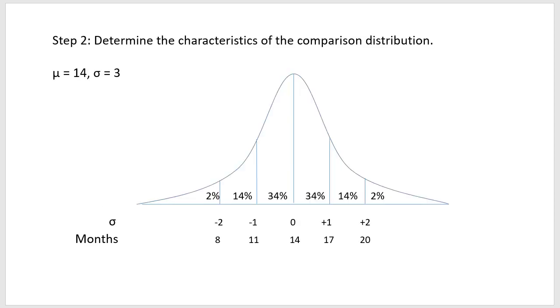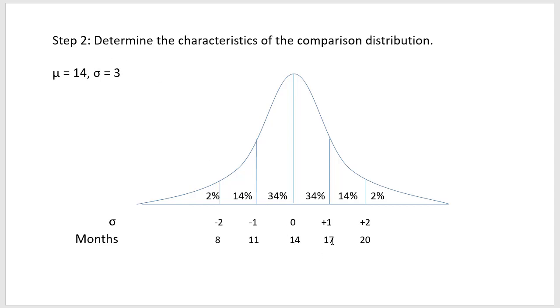Step 2 is to determine the characteristics of the comparison distribution. The comparison distribution is based on the babies from the example that took the regular vitamin. We are going to see if our baby that took the enriched vitamin is significantly different than our comparison distribution. The babies that took the regular vitamin have a mean of 14, which is indicated on our normal curve. The standard deviation is 3.